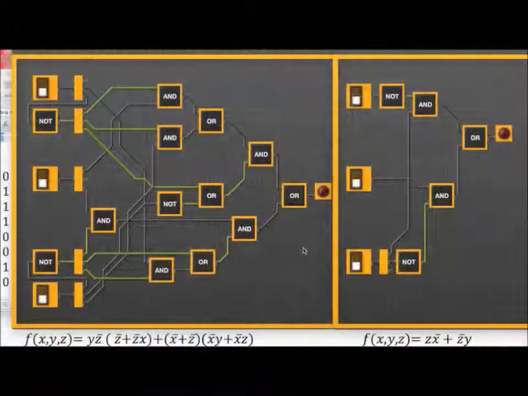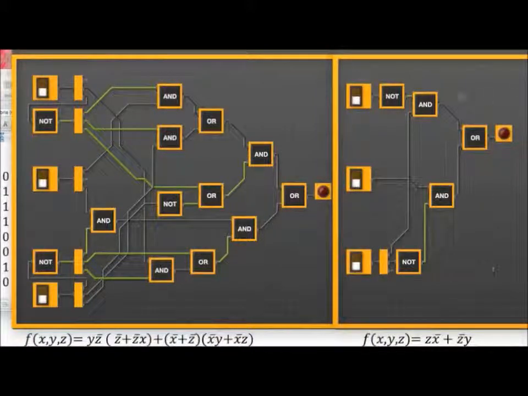Continue with the demonstration. Here is the original expression and is represented here. Here is the expression we get and is represented here. Here we have the values of the truth table. This is our x, y, and z. The first combination is all zeros. We can see that the lights are off.